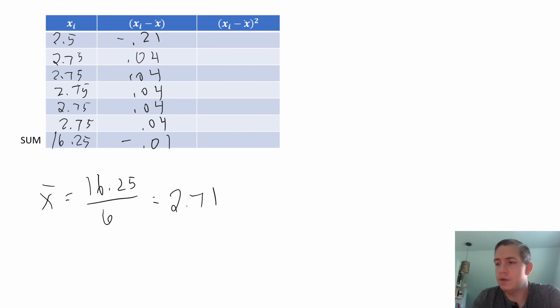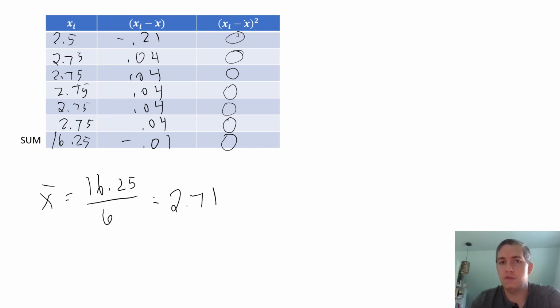Now I've got to square each of them. So when I take the 0.21 squared, I'm going to put that in this spot right here, and then the 0.04 squared, and keep on putting those in those spots. So remember when we get to the end, and I'm going to leave this part for you to try out. When I get to the end, I'm going to add those all up to get the sum, divide by 5, because n in this case is 6, and then take the square root, and that gives me a standard deviation.